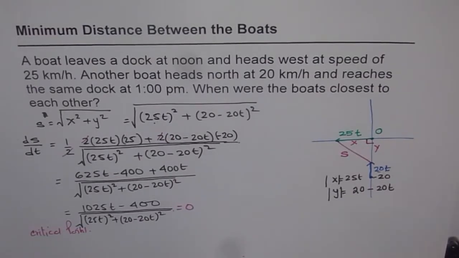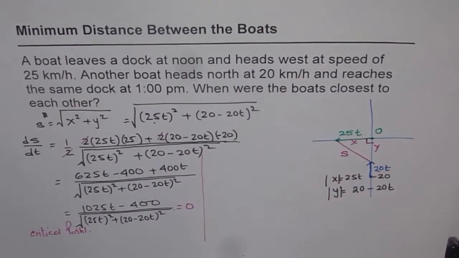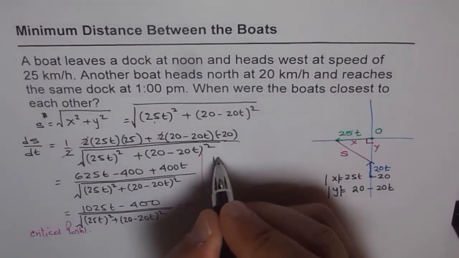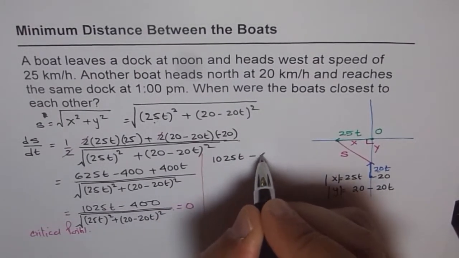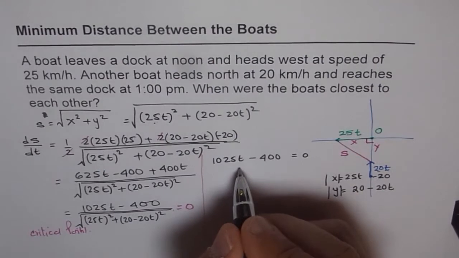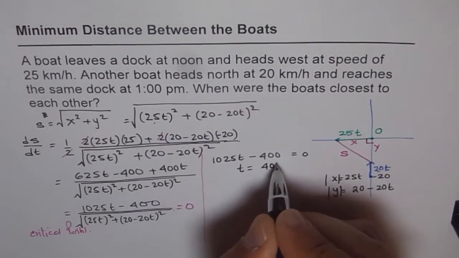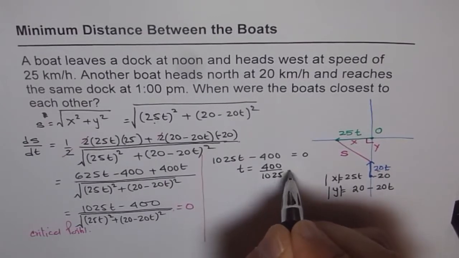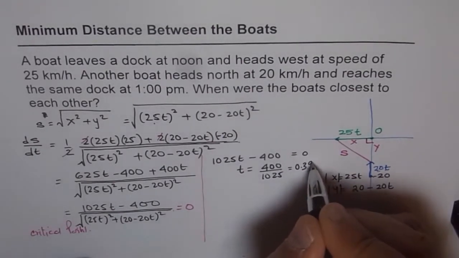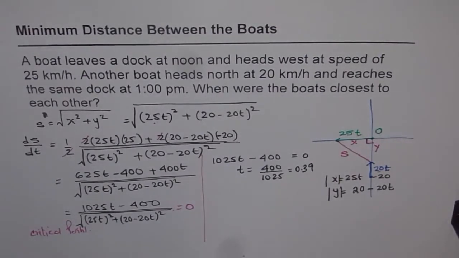Now we'll solve for the critical point on the right side. So we can say that for the critical point, 1025t minus 400 equals 0, right? So that gives us a value of t, and we can say t equals 400 over 1025. Let's use the calculator. So we get 400 divided by 1025. It gives me 16 over 41, which is 0.39. So 0.39 is our critical point.